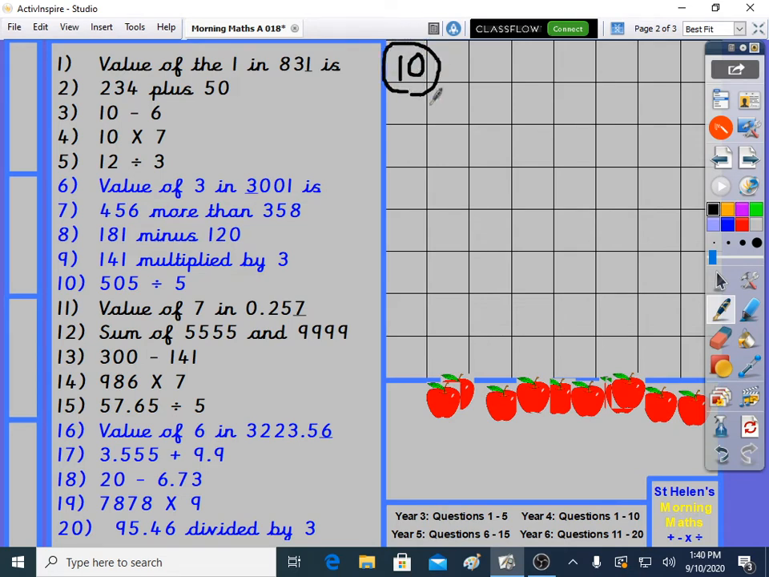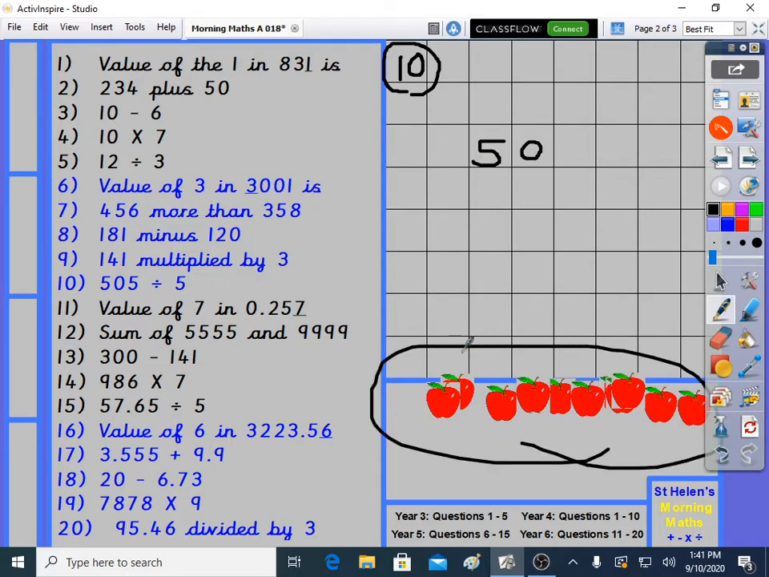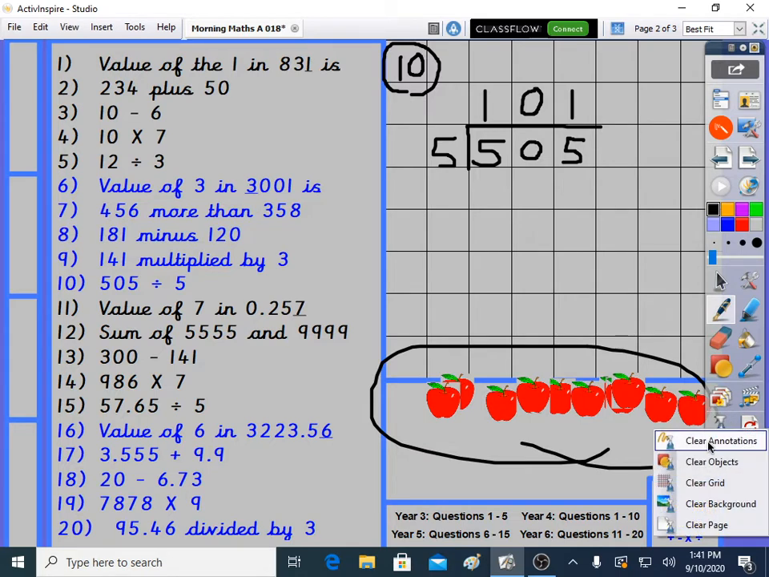505 divided by 5. In year 3 we share out apples and things to do division, but it would take a long time anyway to share out 505 apples between 5. So instead we use the bus stop. How many 5s in 5? 1. How many 5s in 0? 0. How many 5s in 5? 1. It's 101. So 505 apples shared between 5 people would be 101 apples each.